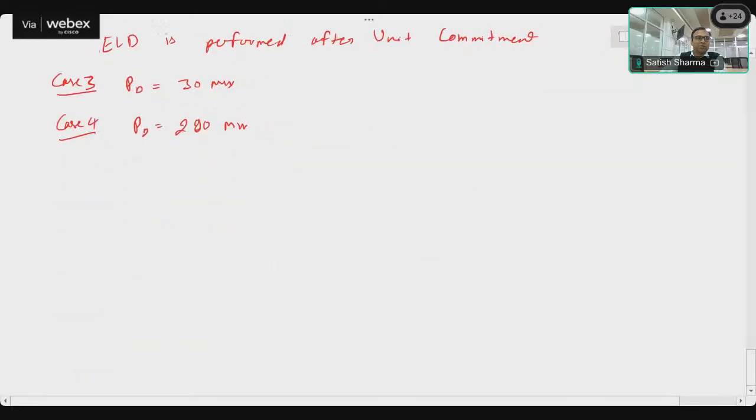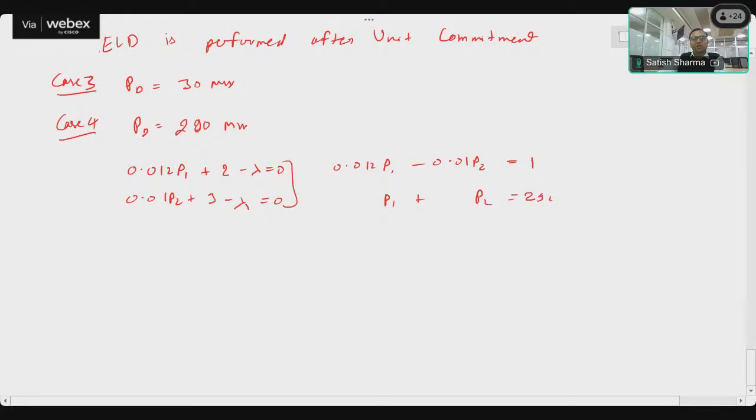So we had the above two equations. The first was, I think, 0.012 P1 plus 2 minus lambda equals 0, and similarly 0.01 P2 plus 3 minus lambda equals 0. Out of these we have written 0.012 P1 minus 0.01 P2 equals 1, and another equation was P1 plus P2 equals, in this particular case, 290, and then we multiplied by 0.01.